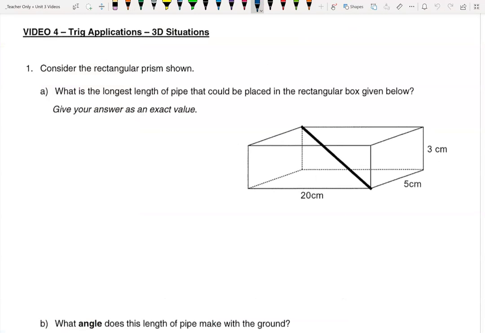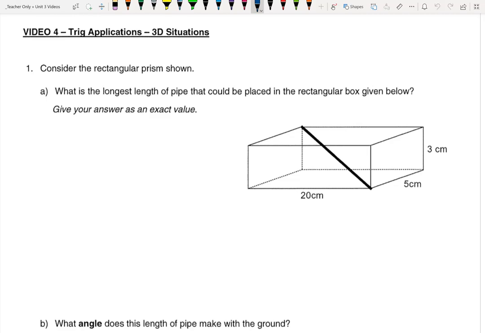In this video, we're going to have a look at trig ratio applications involving 3D situations. Our first example is to consider the rectangular prism shown. So we've got a base of 20 centimeters by 5 centimeters with a height of the shape at 3 centimeters.